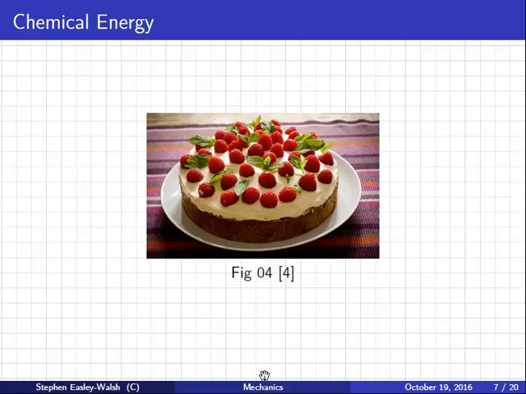The most delicious type of energy, and personally my favorite type of energy, is chemical energy.